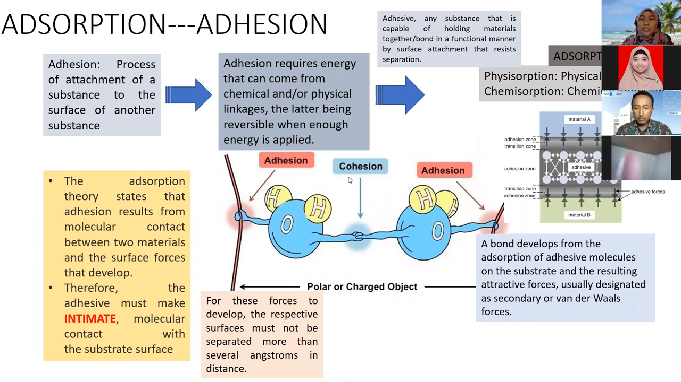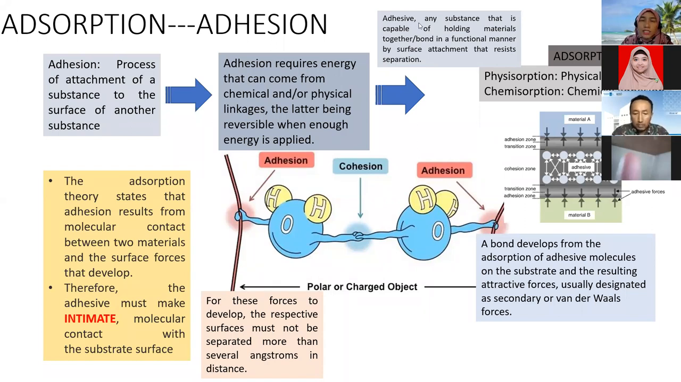Adhesion, the pair is cohesion. Adsorption, the pair of adsorption is desorption. Oh, I forgot to tell you what is desorption. So adhesion requires energy that can come from chemical or physical linkages, the latter being reversible when enough energy is supplied. That's why we have to know about the surface energy, in order to understand this.